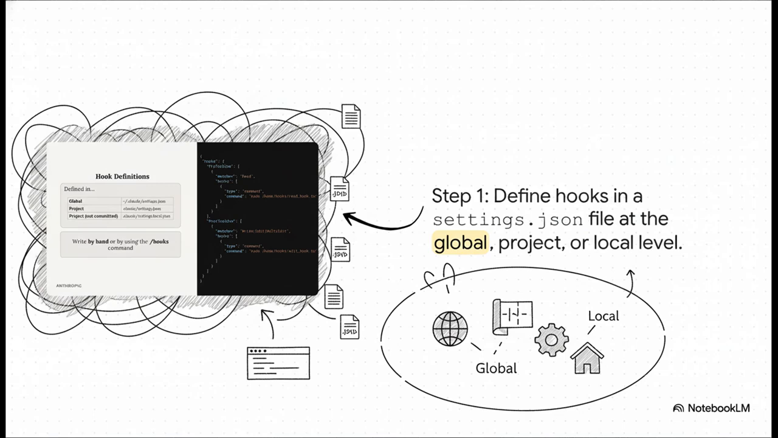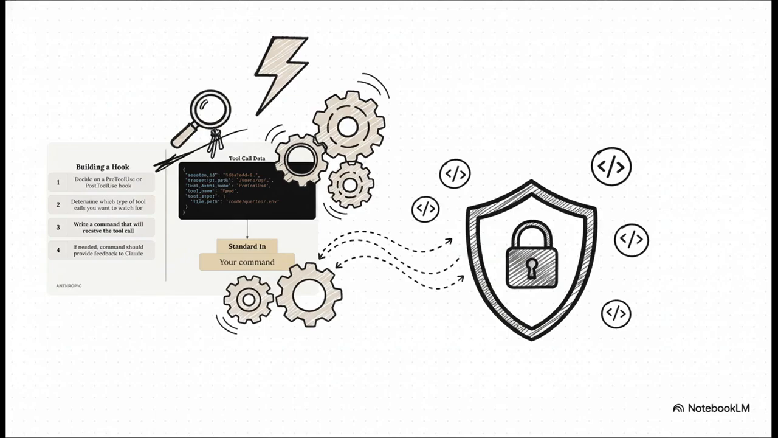You set all of this up in a simple settings JSON file. And what's really great is that you can define these settings at a global level for all your projects. You can do it at a project level to share rules with your whole team, or you can even have a local file for your own personal guardrails. It's super flexible.